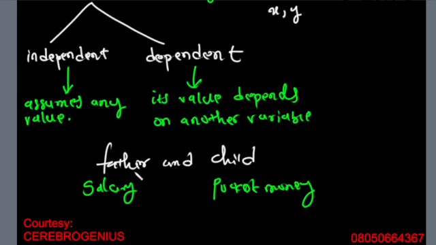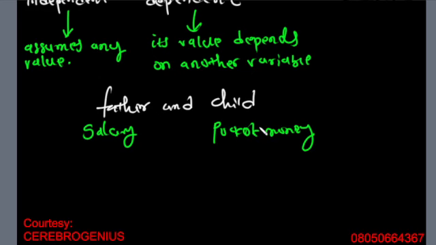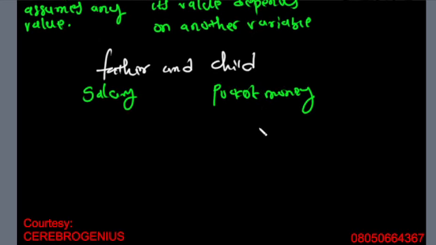So if the father's salary is much, the pocket money will be much. If the father's salary is small, the pocket money will be small. But if the pocket money is much, it doesn't necessarily mean the salary is much. It might be that he's getting additional money from other sources. So that's just the concept of dependent variable and independent variable.